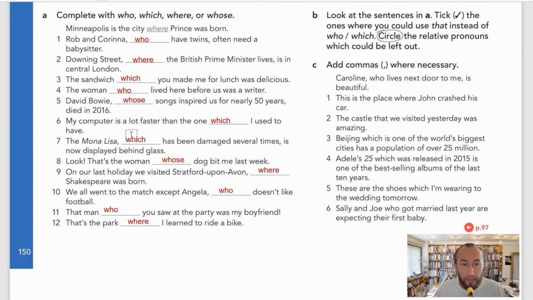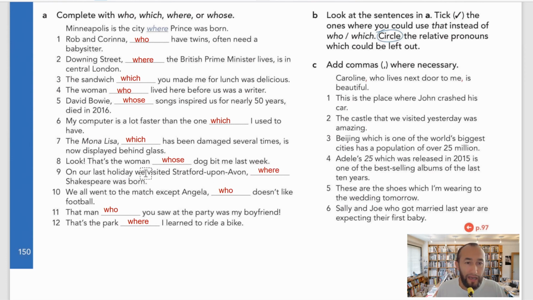So 7, the Mona Lisa, which has been damaged several times, is now displayed behind glass. Fluency, you've got to read it again and again to increase the fluency. Like if you read number 8, for example, if you read like, look, that's the woman whose dog bit me last week, that's not fluency. So if you are reading like that, then you're not fluent enough. So you have to repeat. You have to revise, right? So look, that's the woman whose dog bit me last week.